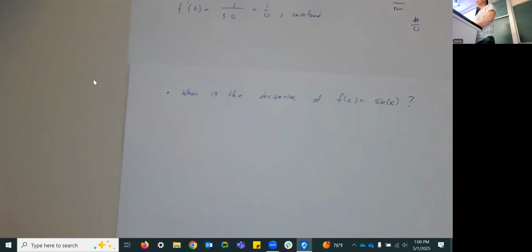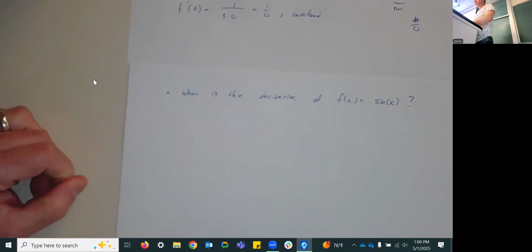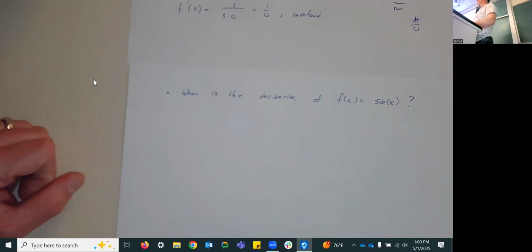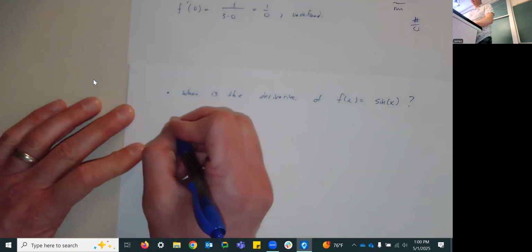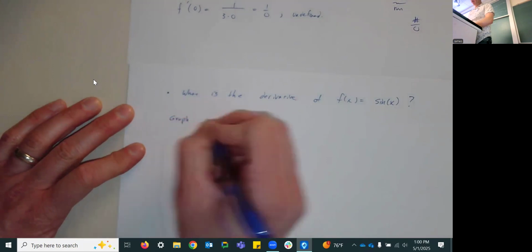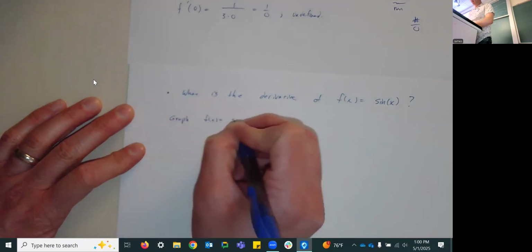Good question. So you could do this one way. I don't know if any of your teachers have, but one way to approach this is to use a limit definition. I don't really want to do that. Not because we couldn't, just because it doesn't feel like it shows us a whole lot. Instead, what I'd like to do is graph the function and then try to see if we can graph the derivative. So let's graph f of x equal to sine of x.